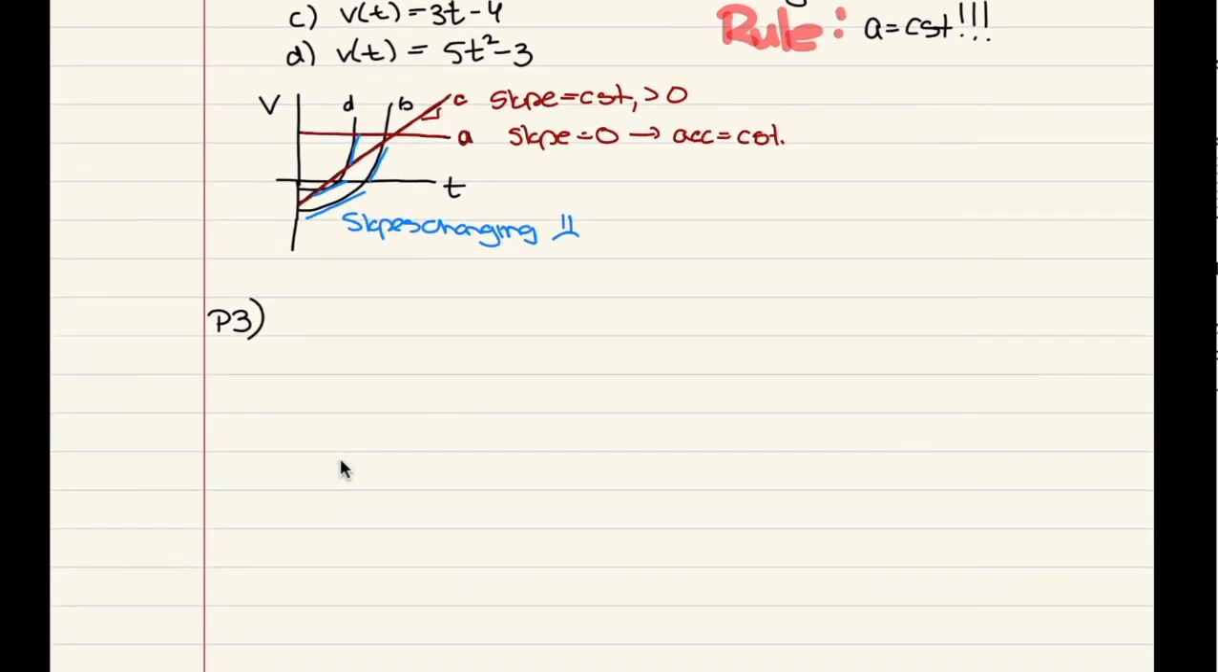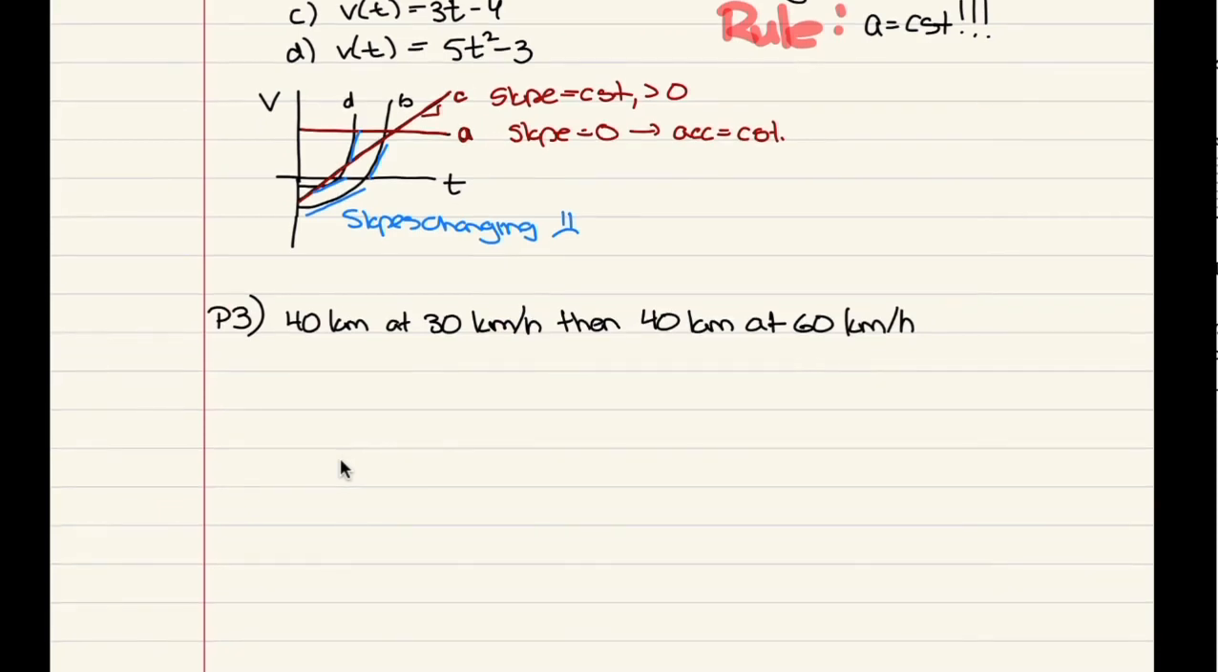So in these sorts of problems, we actually have to do some numbers. It's good to start by writing down what we know. It travels 40 kilometers at 30 kilometers per hour, and 40 kilometers at 60 kilometers per hour. And it's asking for the average velocity.